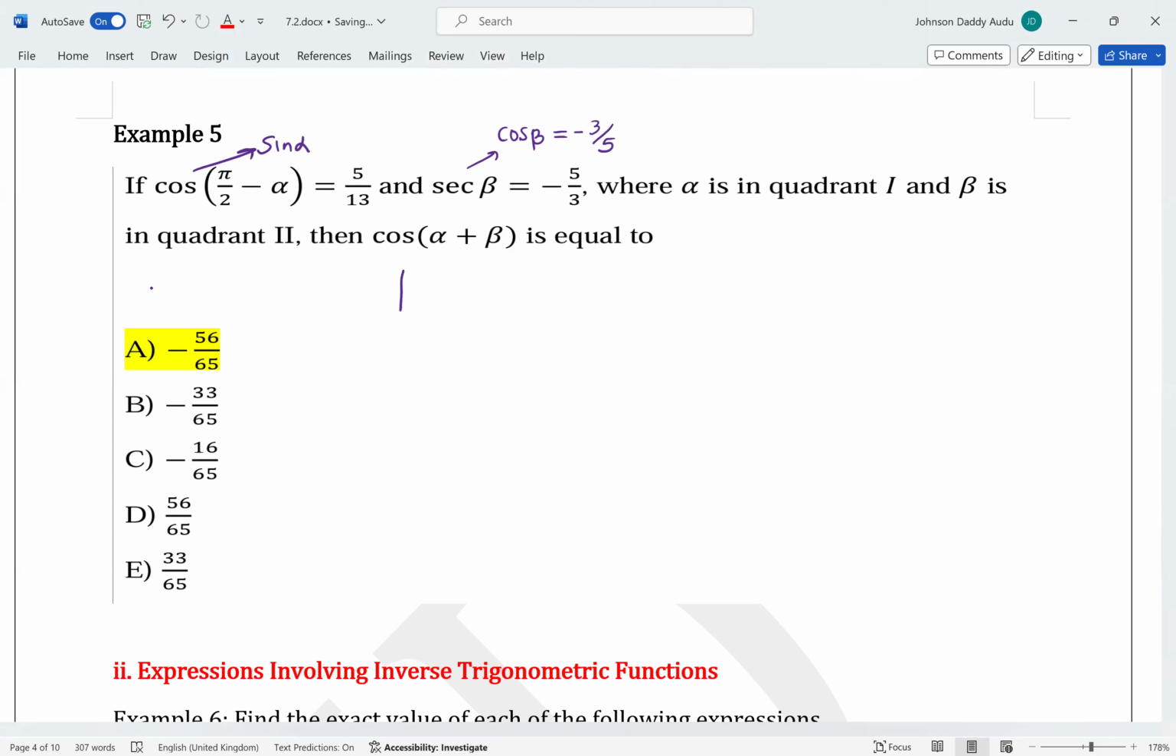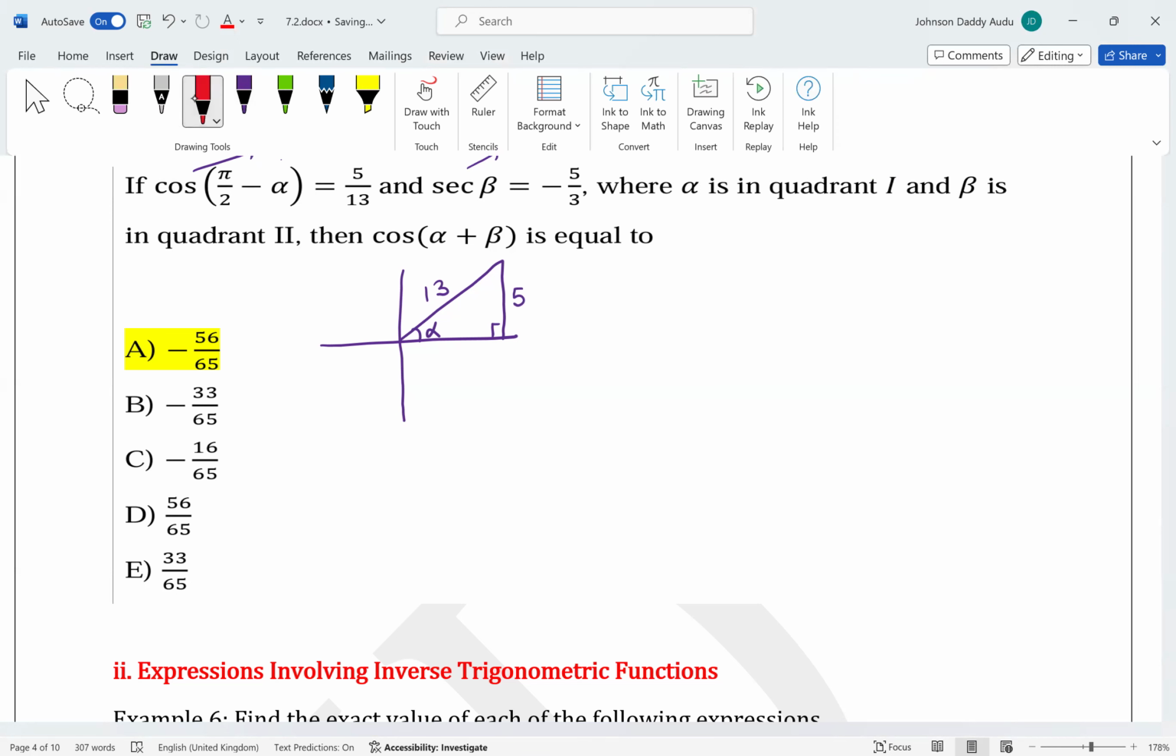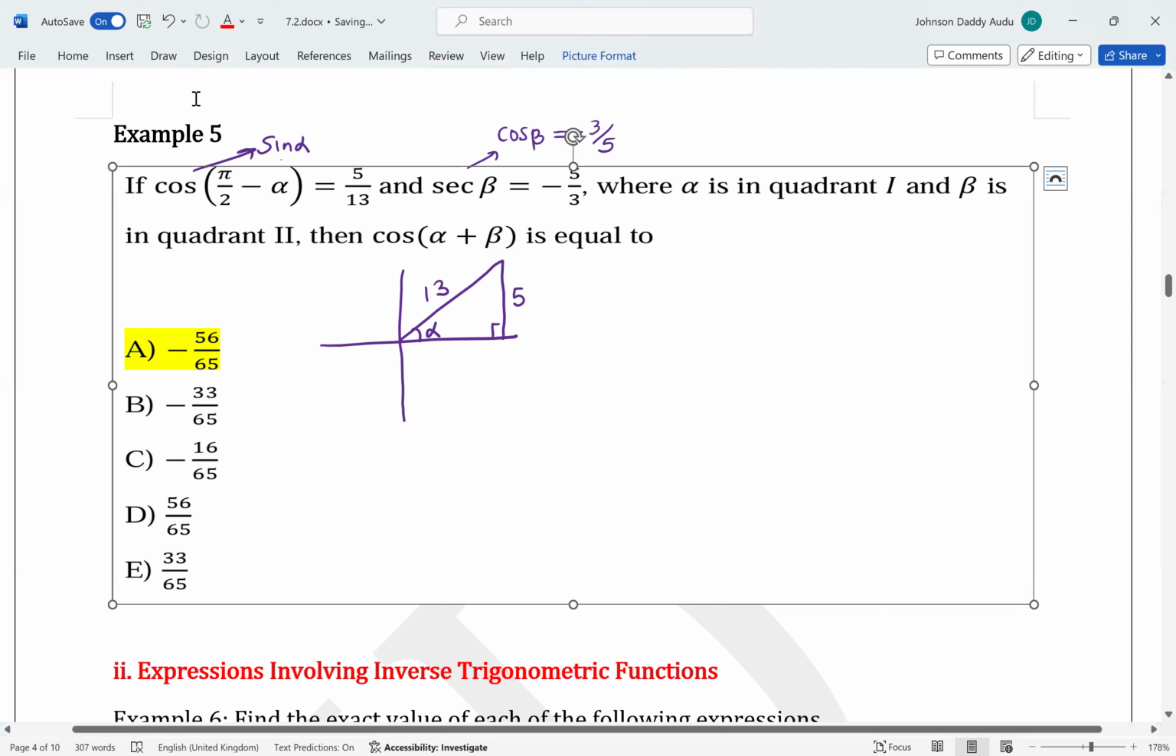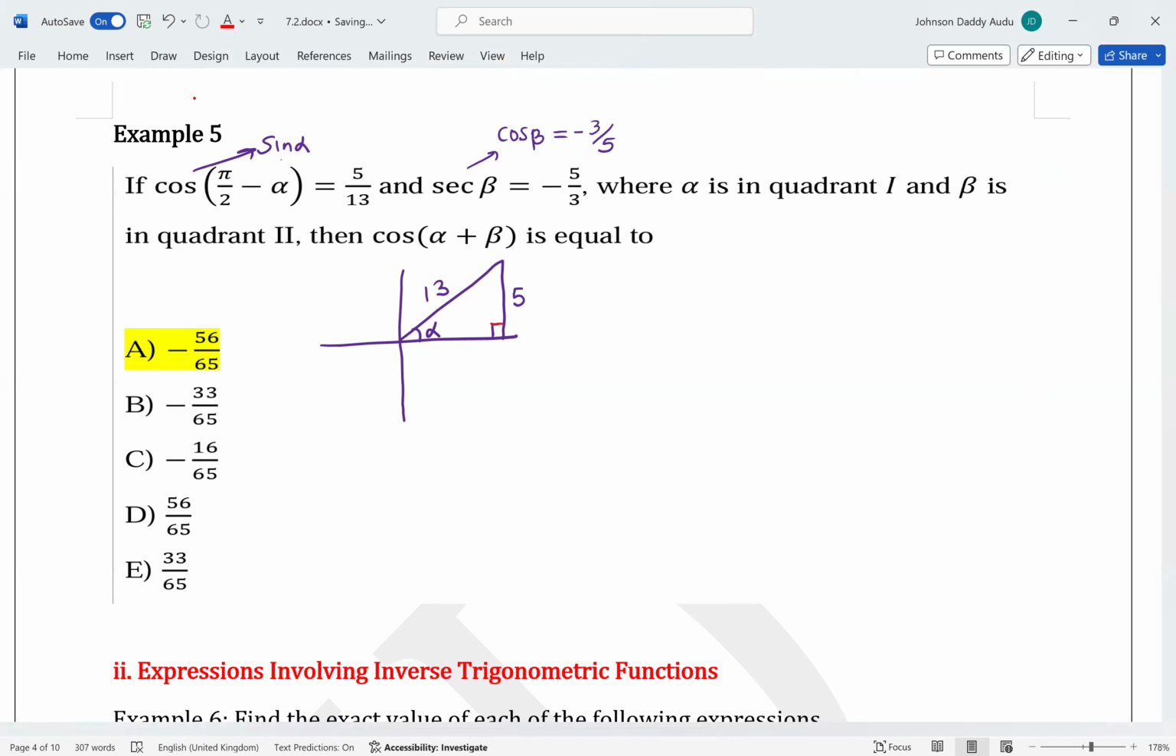So let's draw the diagram. So let's see. Alpha is in which quadrant? Alpha is in quadrant 1. So we have this as alpha. And what do we know about alpha? We know that sine alpha is 5/13. So it means that this is opposite and this is what? Hypotenuse. So sine is opposite over hypotenuse. Then we can get what is this one, which is going to be 12, right? Because you will have 169 minus 25, which is 144. So by Pythagoras theorem, we'll find.